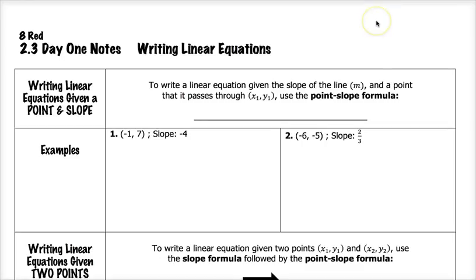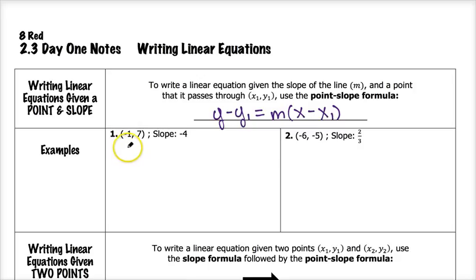Hello folks. In this video we're going to review how to write linear equations given two different types of information. The first would be given a point and a slope. So anytime you know the slope of a line and a point it passes through, we use what is called the point-slope formula, which if you remember from Algebra 1 is y minus y sub 1 equals m times the quantity x minus x sub 1. So we're going to practice using that here in the first couple of examples.